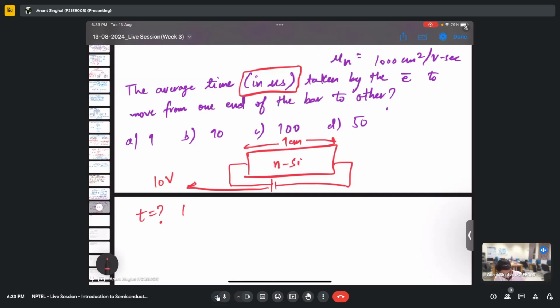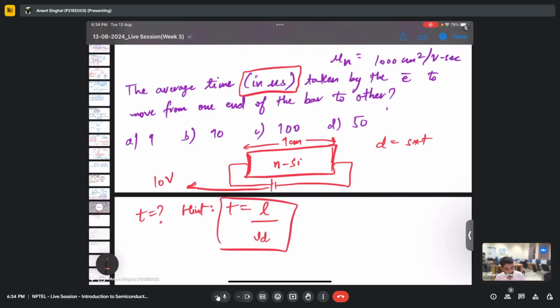So I can give you the hint. We know that speed is equal to distance upon time, so time is nothing but distance upon speed. The distance that it needs to travel from one end to the other is L, and the speed will be the drift velocity.